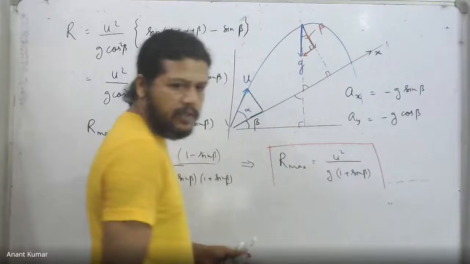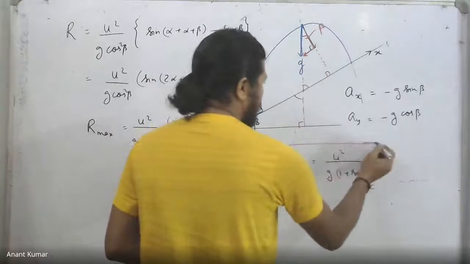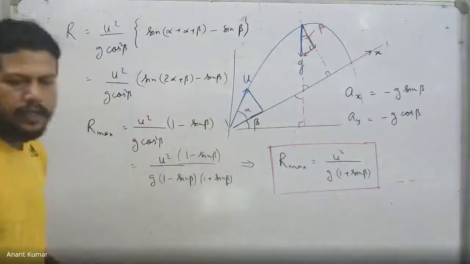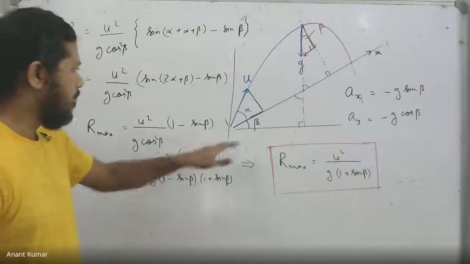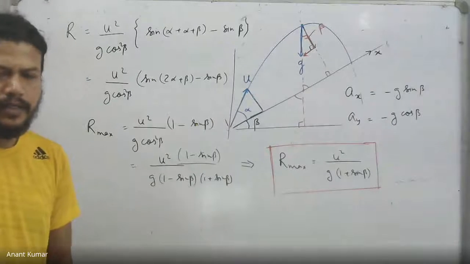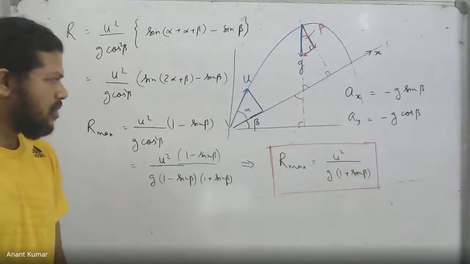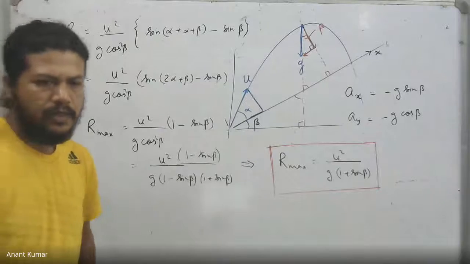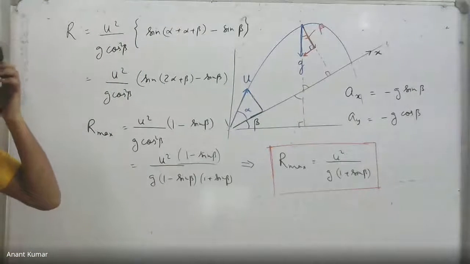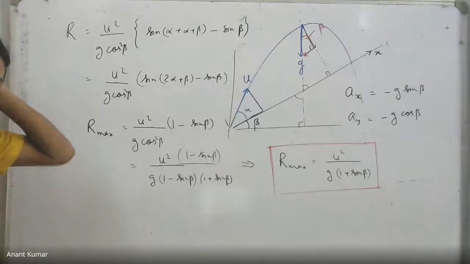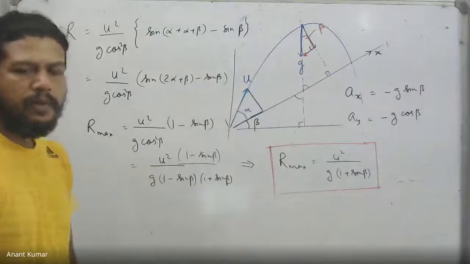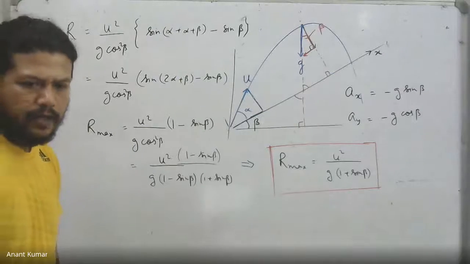But this is when it has been thrown in the upward direction. If I throw it instead down from a certain point in a downward direction, it can be obtained by simply replacing beta with minus beta, and then the maximum range will become u square by g into 1 minus sine beta. If it is thrown in the downward direction, the time of flight will remain unchanged, but the maximum range downwards we can obtain by putting beta equal to minus beta.